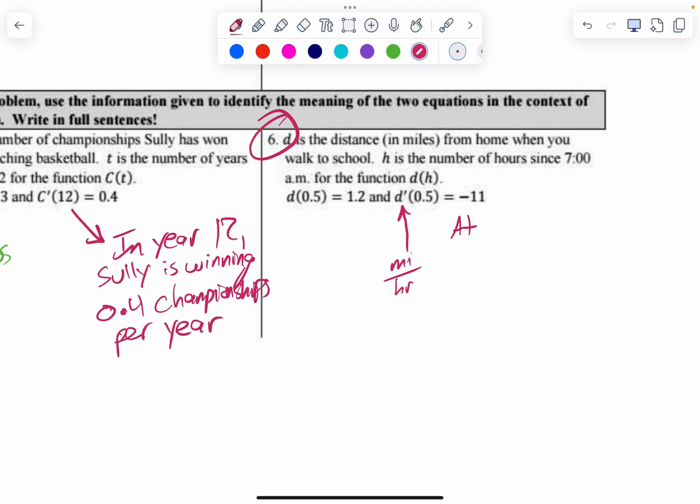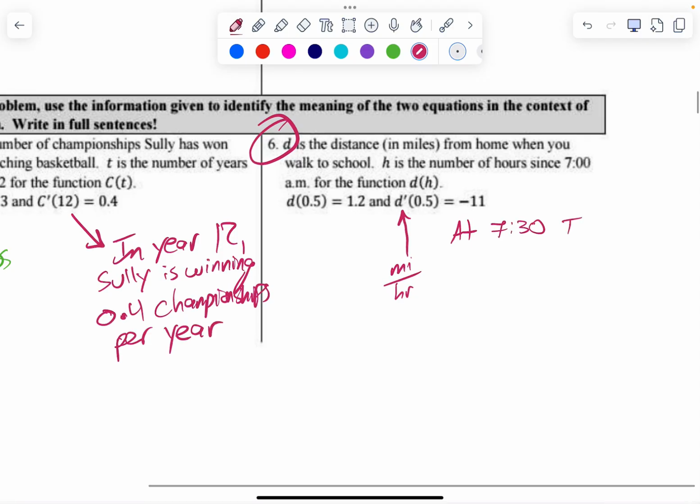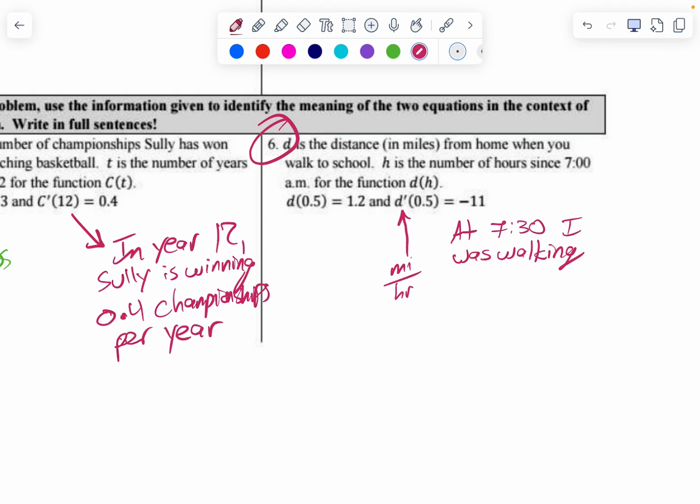And so, okay. I'm going to say I was walking. I would probably in English write it this way, like toward home, at negative 11 miles per hour. Okay, be careful.